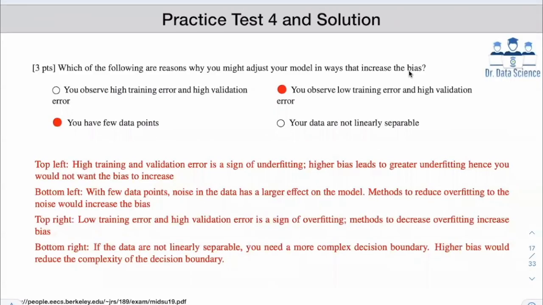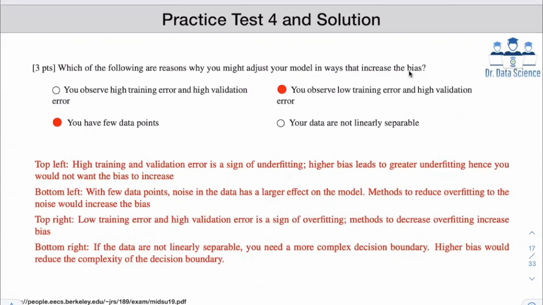As you can see here, overfitting, underfitting, bias, and variance are very fundamental topics in machine learning, and they appear a lot in machine learning exams. So here it says, which of the following are reasons why you may adjust your model in ways that increase the bias? Remember, you increase the bias when you believe you have overfitting. That means that you have low training error and high validation or testing error. So that's one reason that you may want to increase the bias.